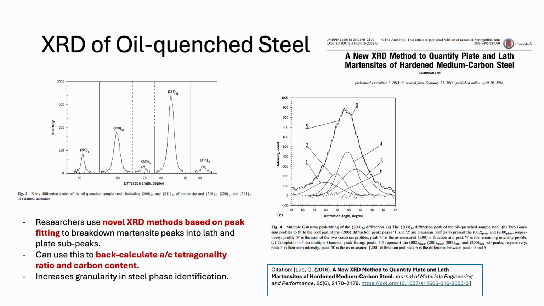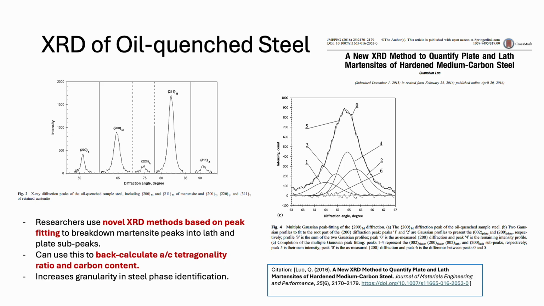And so one way to characterize this kind of martensitic steel is by using XRD methods. In this specific case, we have a research paper where some researchers used a novel XRD method that consists of peak fitting of these martensite peaks in order to break them down into both the lath and the plate subpeaks and measure their contribution. In this method, they essentially back calculate the lattice constant ratio for the a and the c lattice constants of the tetragonal unit cell, and then use that to back calculate the carbon content.